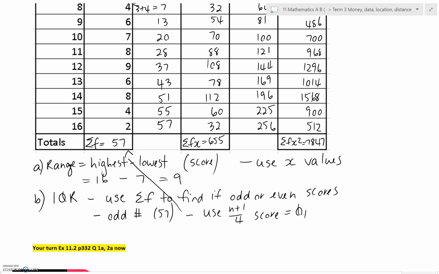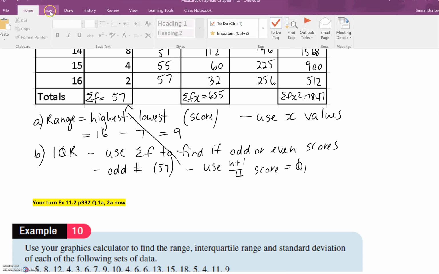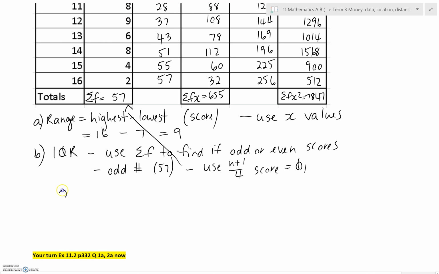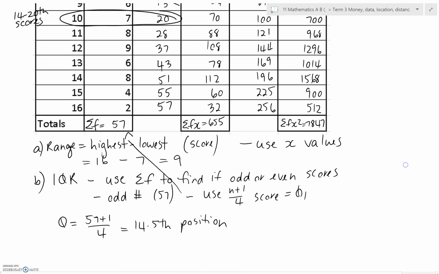So let's go ahead and do that now. I feel I'm just going to put in a tiny bit more space here for working space. Okay, so Q1 is going to be 57 plus 1 over 4, so the 14.5th score or position. So let's go find where 14.5 is likely to fall. So up to here is 13. So row 10, the 14th to the 20th scores lie in that row. So that's the one we're going to be looking for.